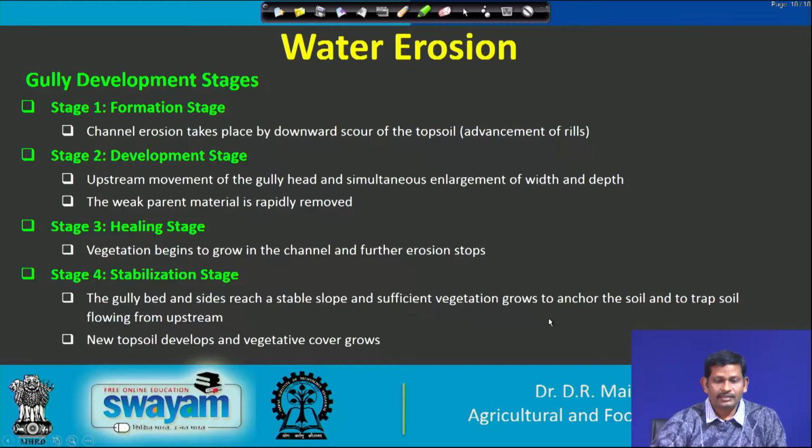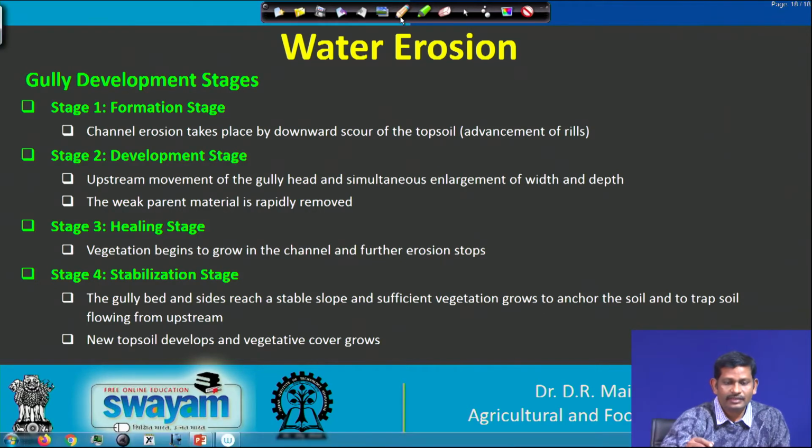So, next is the gully development stages. This is also important when you are talking about what the stages are. Basically, the first stage is the formation stage, in which channel erosion takes place by downward cutting of the topsoil. This is basically the advancement of rills. If you are left with the rills, they are going to develop into gullies. This is the first stage, the formation stage, and then the second stage is the development stage.